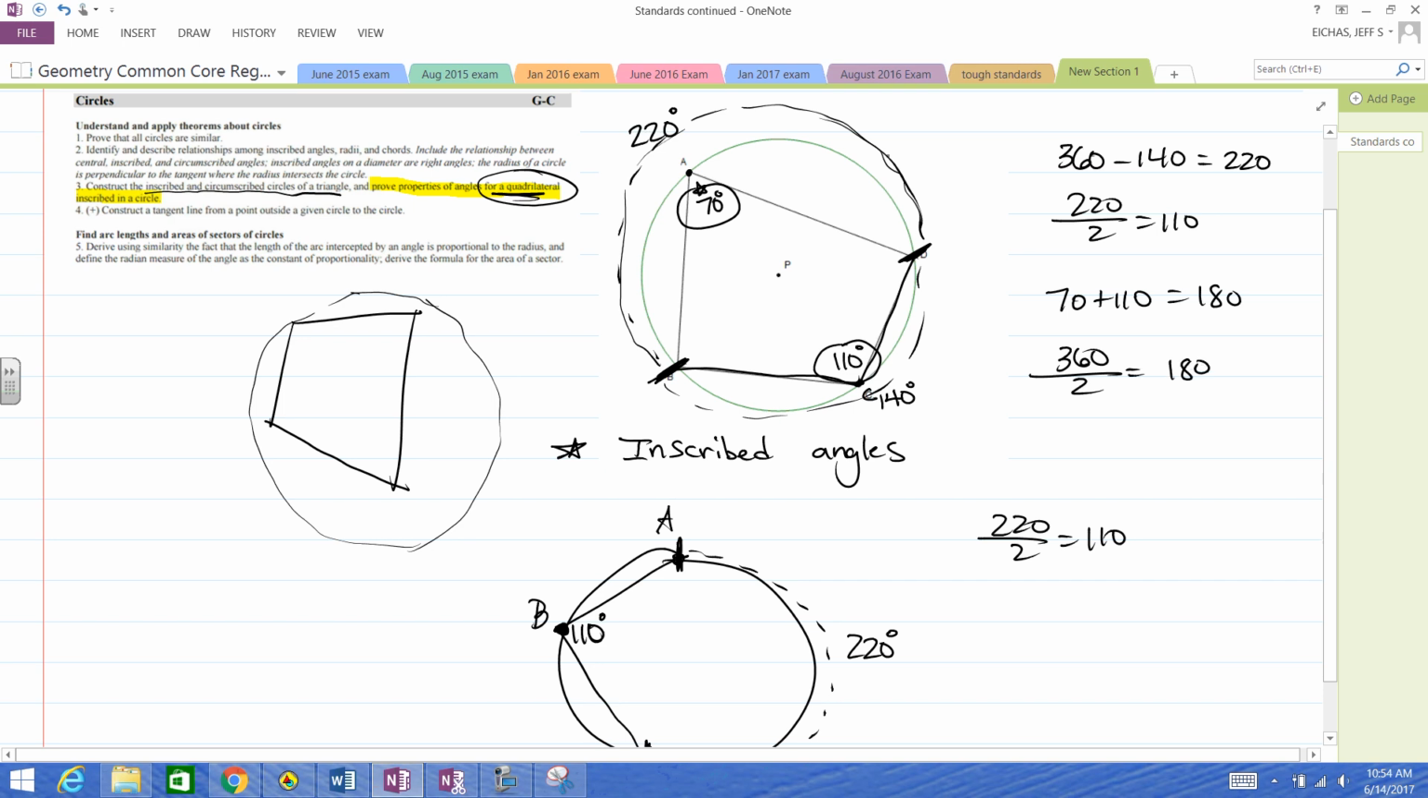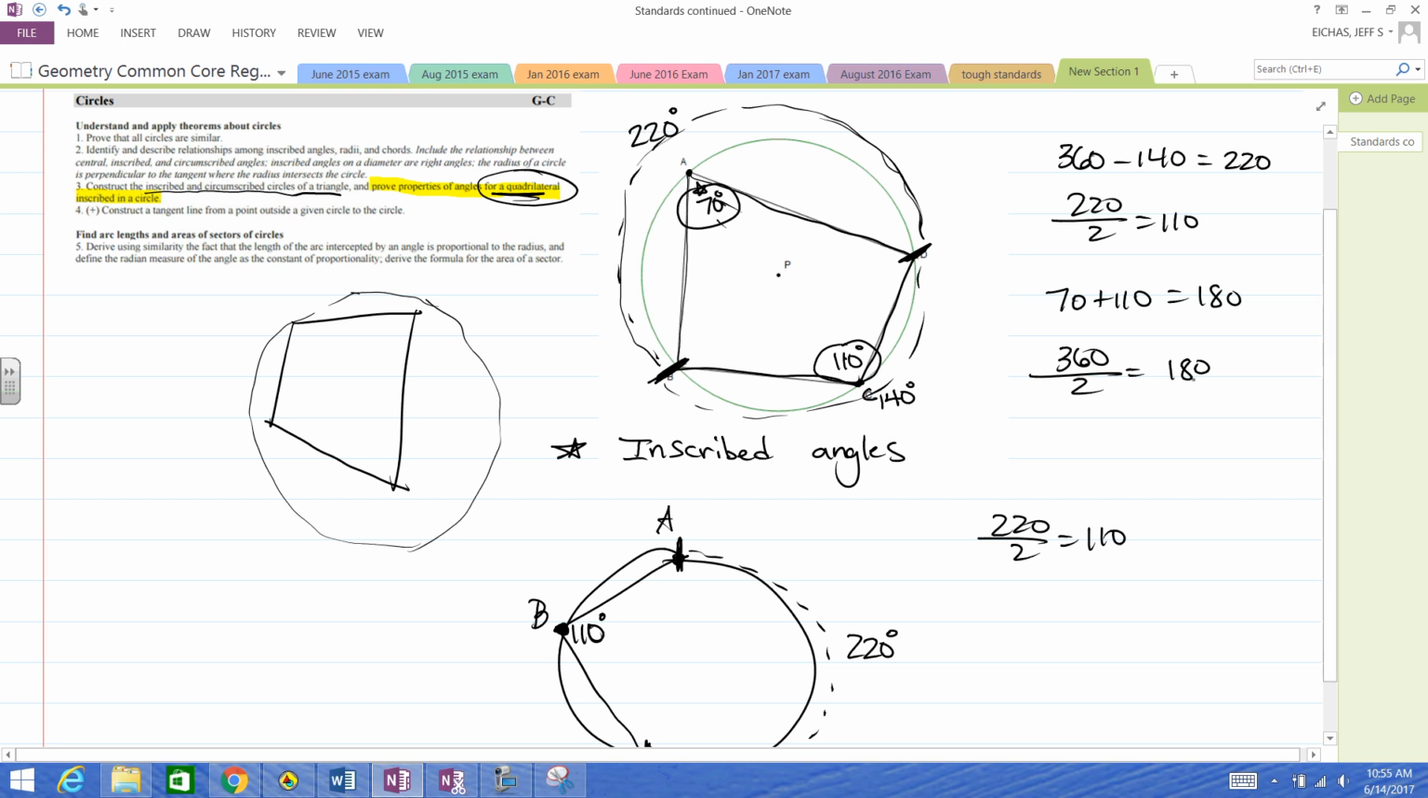You're going to have the entire circle all the way around, right? 360 degrees. This inscribed angle is going to take up part of that circle. The angle across from it is going to take up the rest. So no matter what these two are, they have to add up to 180 because they're going to take 360 degrees and we're going to cut them in half.